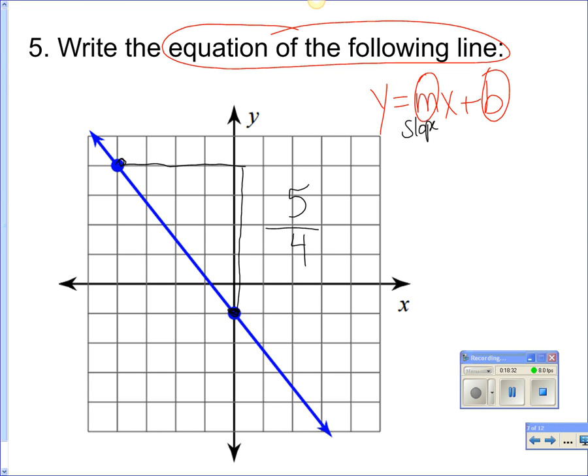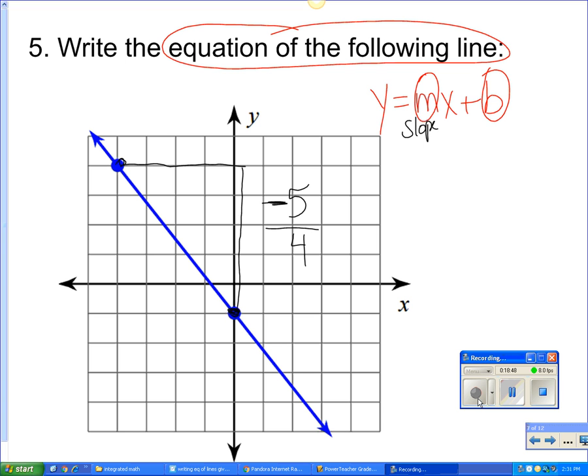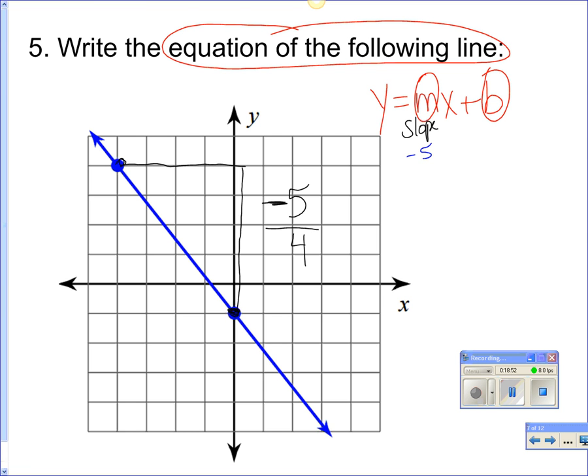Somebody tell me about this. It's negative. Why is it negative? Because the line's going down. So be careful with that. If your line's going down, it is negative. Okay. All right, so negative 5 over 4 is my slope. So I'm going to write it right there. Negative 5 over 4.